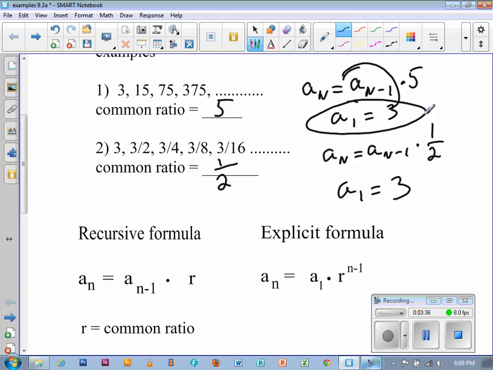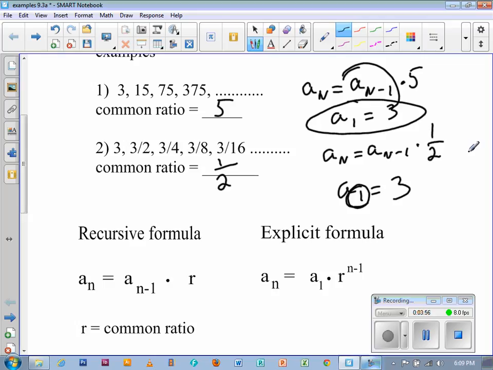The same is true with number 2. a sub n equals a sub n minus 1, the previous term, times 1/2, given the fact that a sub 1 is 3. And I should point out again that this number right here is the term that you're on. It's a subscript. a sub 1 just simply represents the first term.